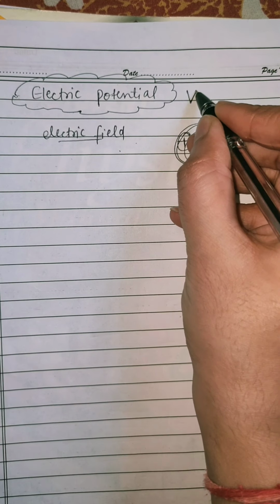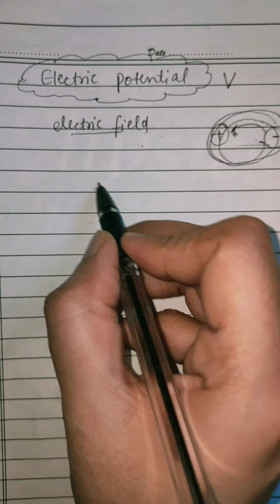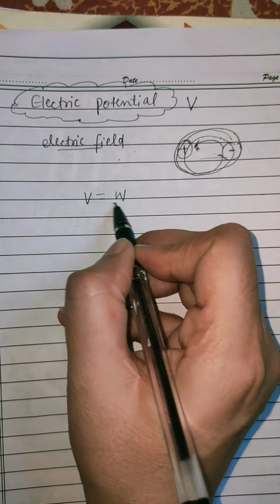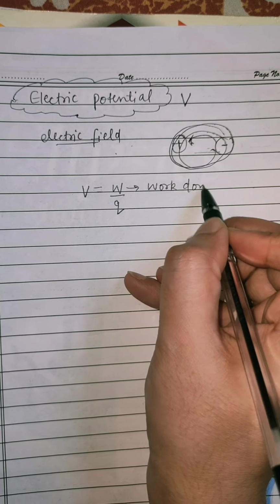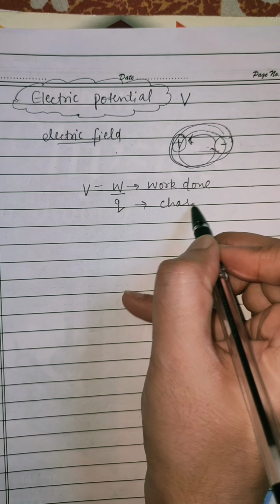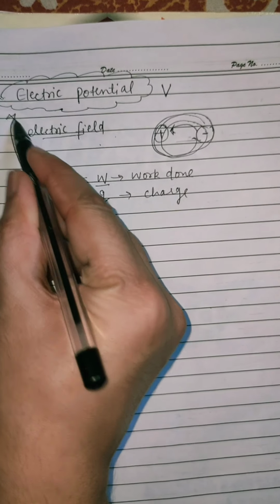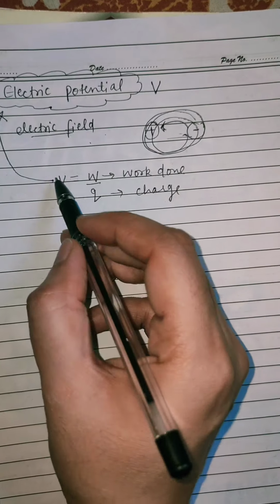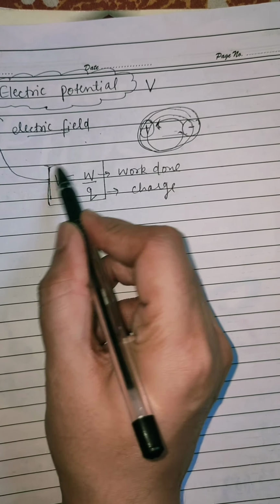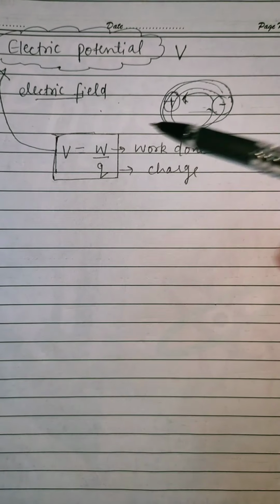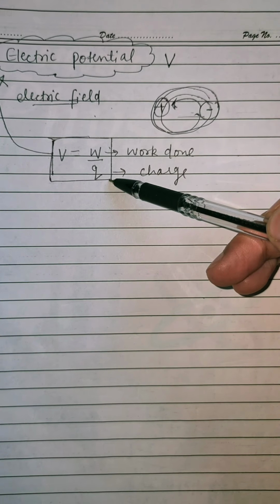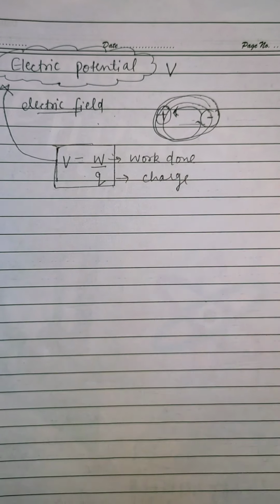Now electric potential, it is denoted by V. The formula for electric potential is V equals W upon Q. Here W is work done, Q is charge, and V is electric potential. This is the formula for electric potential. From the formula we write the definition. It is defined as work done per unit charge, that is known as potential.